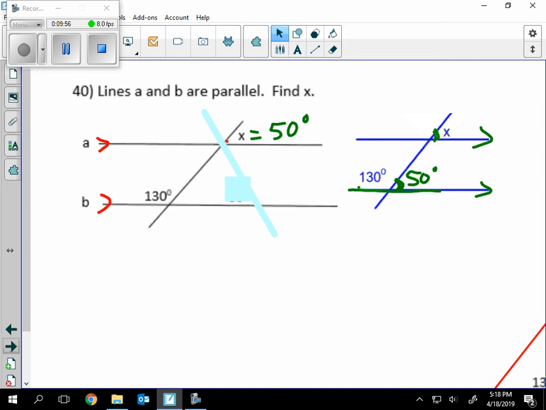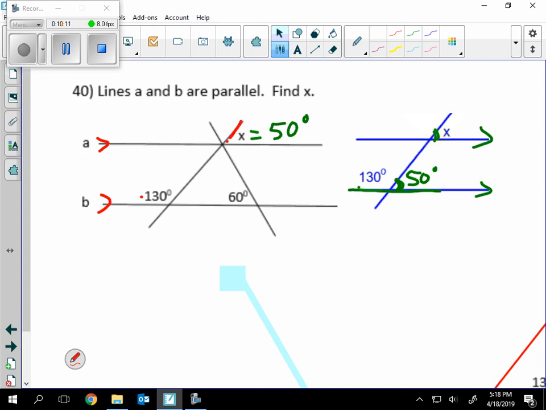And it turns out that they had given us more information than we really needed to find out that x was 50. If you had to guess and didn't know the work to do, I really hope you would not have put 130, because clearly that angle is little and acute.